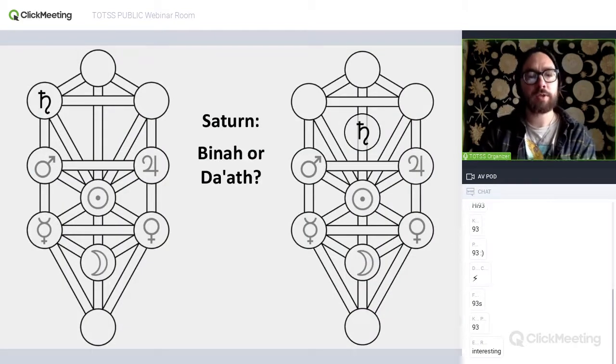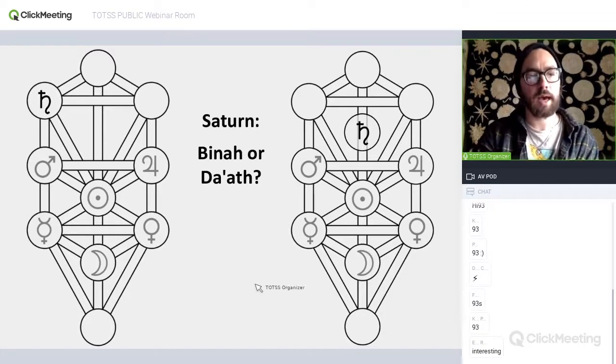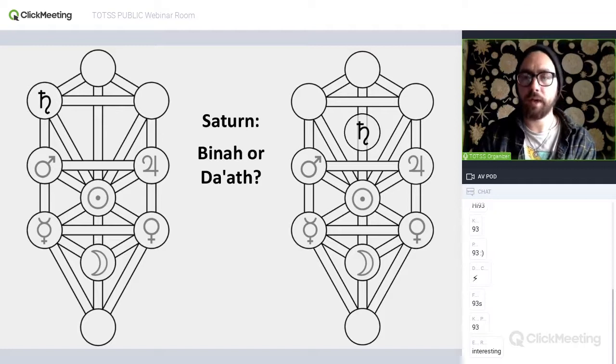All right. So one thing we need to talk about is where exactly Saturn goes. Up till now, we've been talking about Saturn, as we see on the diagram on the left, in Binah, which is understanding. However, as I talked about in more detail in the Sephiroth series, there's also what's sometimes called the false Sephira, Da'ath, which falls right here between the supernal triad and the seven spheres below the supernals. This is Da'ath, or knowledge, a kind of pseudo Sephira.